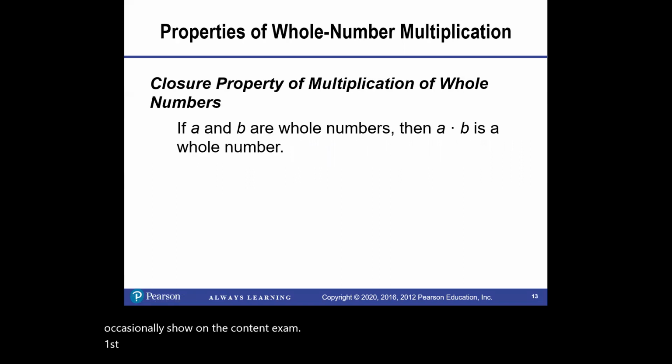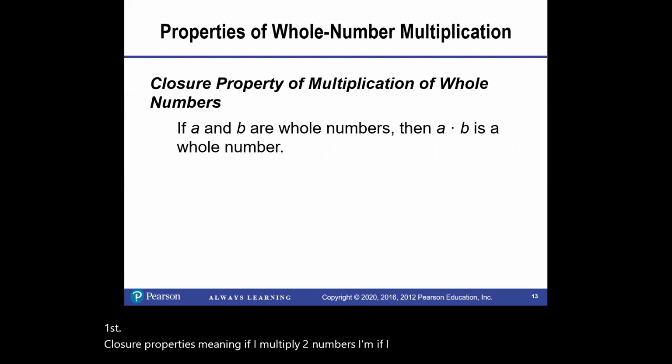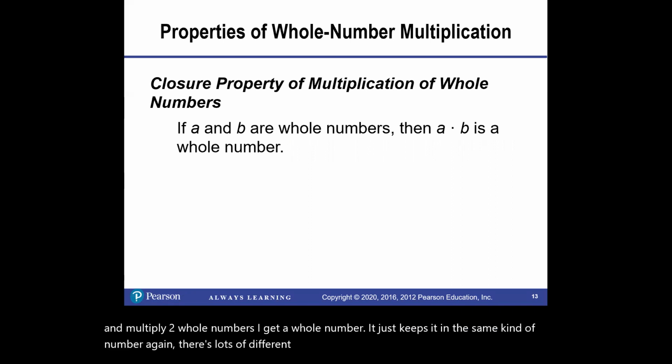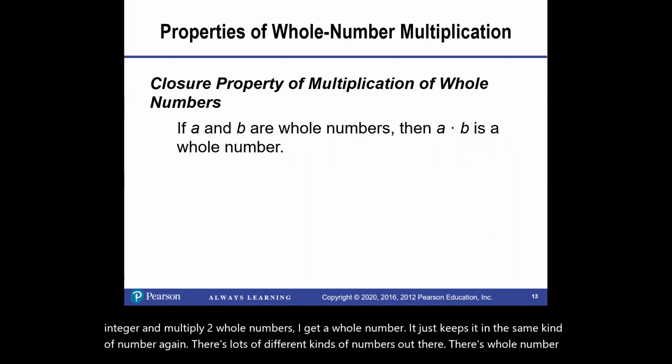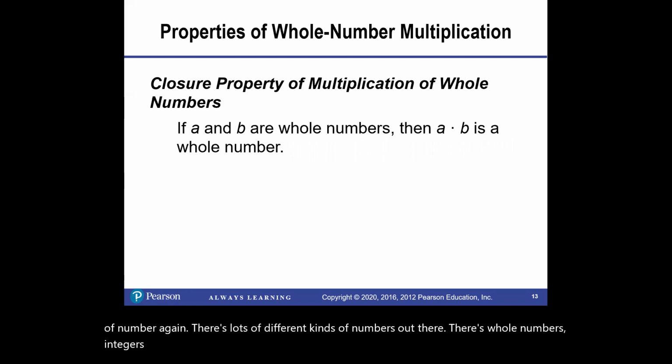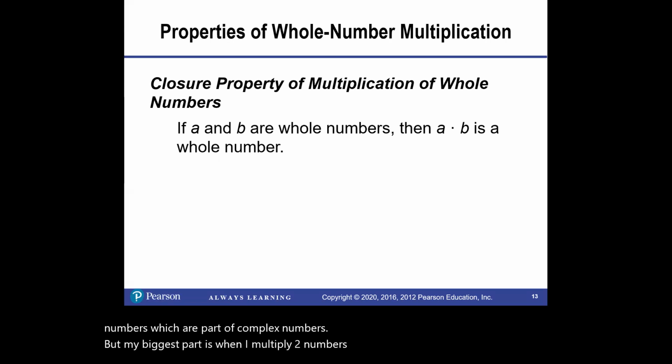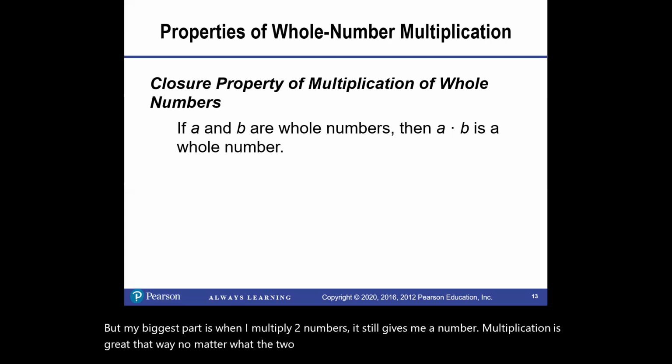First, closure of properties, meaning if I multiply 2 numbers, if I multiply 2 integers, I get an integer. If I multiply 2 whole numbers, I get a whole number. It just keeps it in the same kind of number. Again, there's lots of different kinds of numbers out there. There's whole numbers, integers, real numbers, rational numbers, and of course, probably your favorite, imaginary numbers, which are part of complex numbers. But my biggest point is when I multiply 2 numbers, it still gives me a number. Multiplication is great that way. No matter what the 2 numbers are, the product of those 2 will always give me another one.